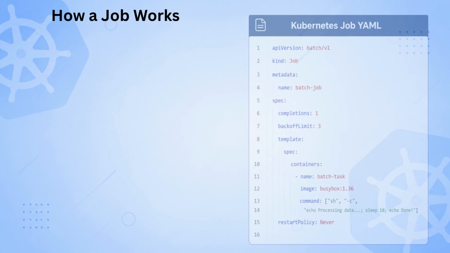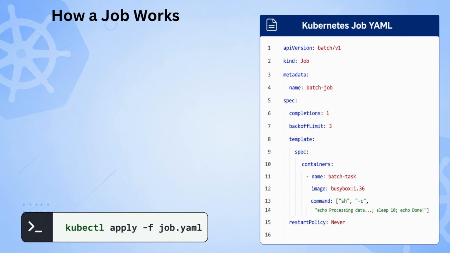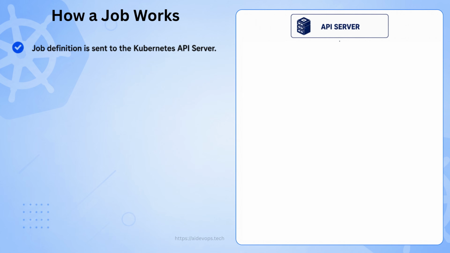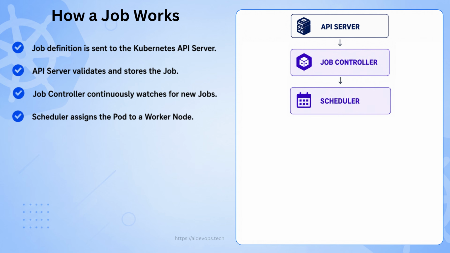Now let's understand how Kubernetes Job works behind the scenes. So when you run kubectl apply with the file name, the Job definition is sent to the Kubernetes API server. And the API server further validates the request and stores the Job definition in the cluster. Next, the Job controller continuously watches for new Jobs, and when it detects our Job, it creates the pod to perform the task. The Kubernetes scheduler then assigns the pod to a suitable worker node where the container starts running.